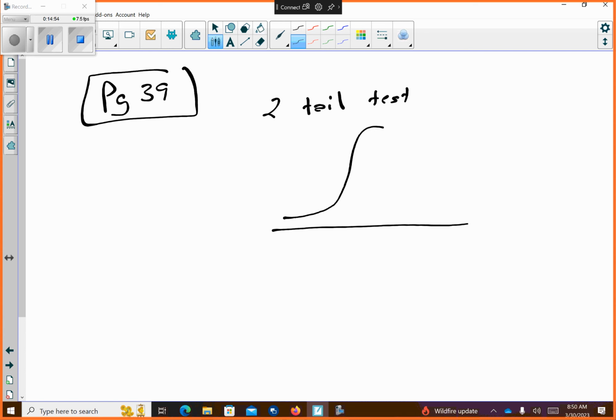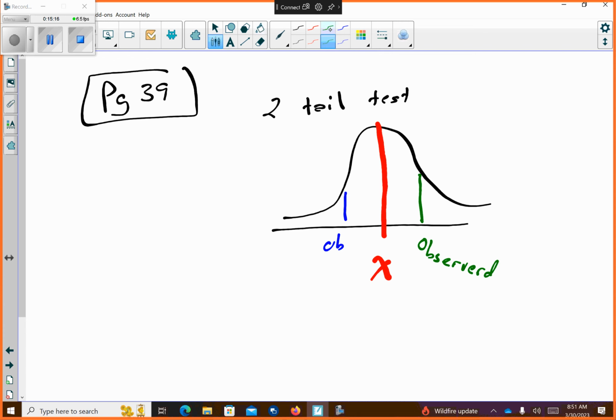Just so you know, you would have your mean, then you'd have your observed, and you have your observed over here. So basically, you have this shaded region here, then you'd have this shaded region here. Okay, so two tail. So that could take place.